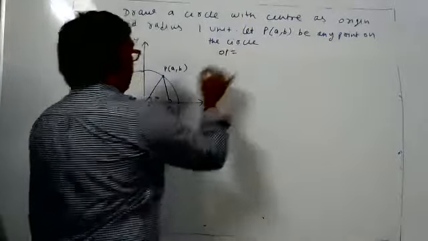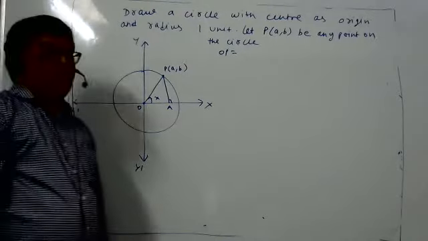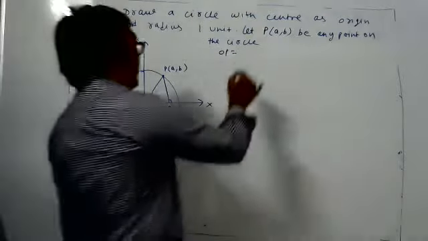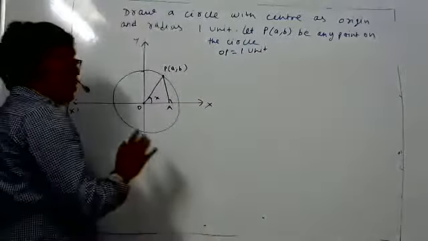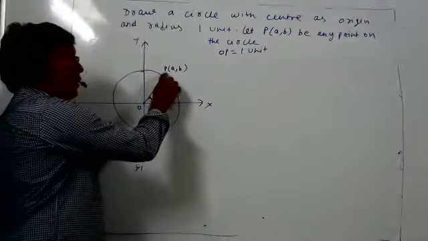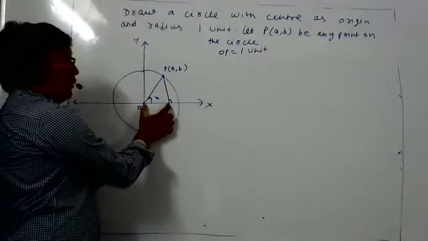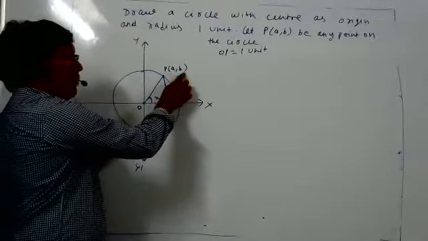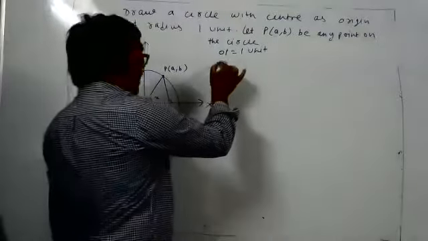Student, tell me the answer. How long is OP? One unit, sir. One unit radius. Now you know coordinate geometry. If this point P has coordinates (a, b), then what will be the length of OA? A, sir. A.